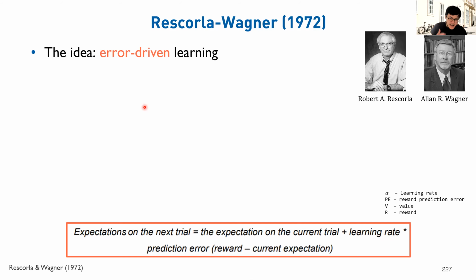And what is the idea here? The idea here is error-driven learning. You will make mistakes. The actual outcome is either better or worse than your prediction, and then you use this difference, the mismatch between your expectation and the actual outcome, to update your learning. This is called error-driven learning.